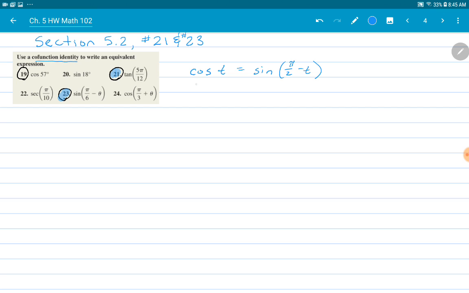And that's true for all of the cofunctions. So there's cosine and sine, and that's also true the other way around. So cosine of pi over 2 minus t equals sine of t. And so there's really 6 of them. And then cotan of t equals tan of the complement of t, and vice versa.